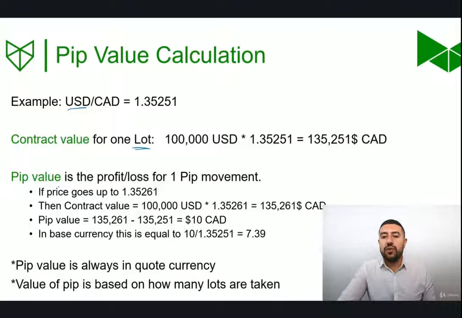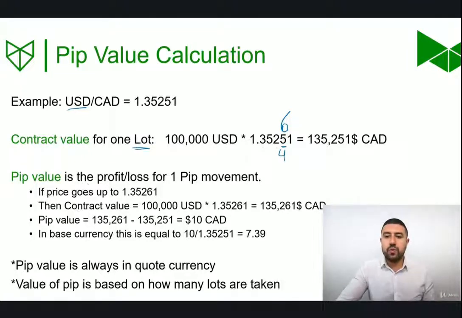Now, the pip value is the profit that you're going to make for each one pip movement. So what's one pip? We know that a pip is 1, 2, 3, 4 decimal places after the zero. So it's 1 here, right? So that's a one pip movement. So we want to know what happens if the price goes to 6 here instead of 5, okay? So instead of having 5, it goes to 6, or it goes down to 4. It moves by 1 pip.